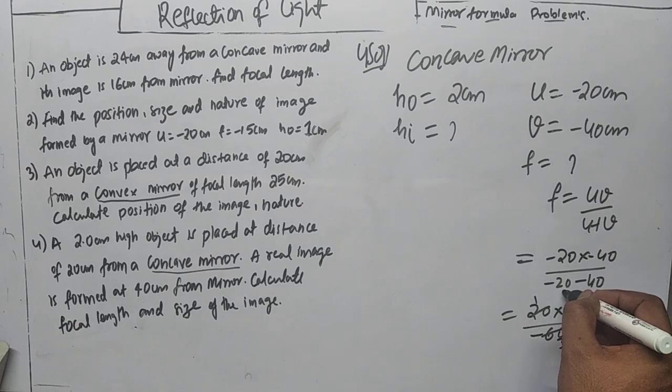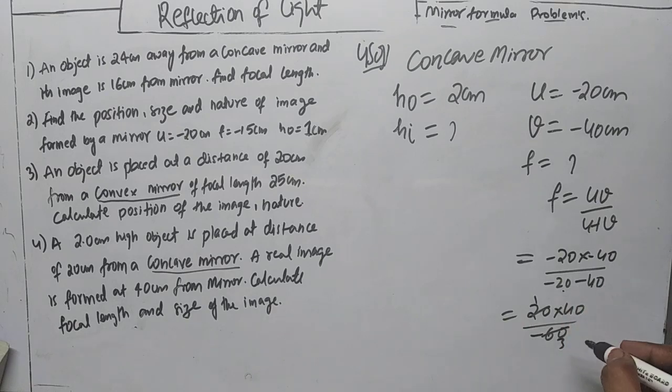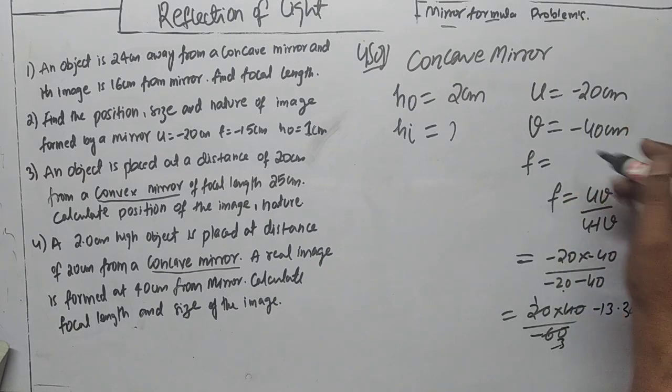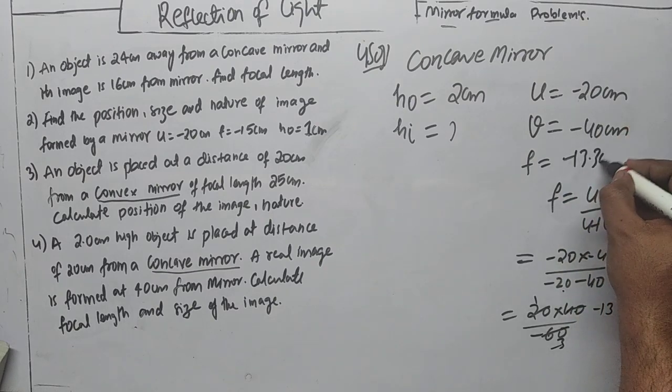Is it correct? Yes. So here the f value is around 13. You have to divide. 3 ones are 3, 3 3s are 9, again 3. So we'll get 13.3 centimeter, which is minus. So when we have done the calculation, we got the f value as minus 13.3 centimeter.